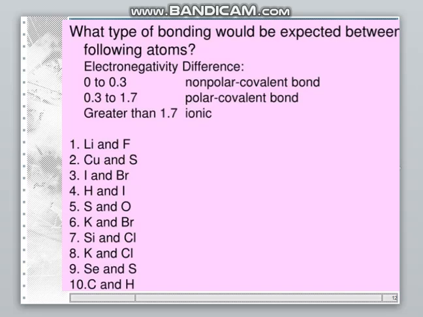When the electronegativity difference is 0 to 0.3, it is non-polar. When it is 0.3 to 1.7, it is polar, and greater than 1.7, it is an ionic bond.